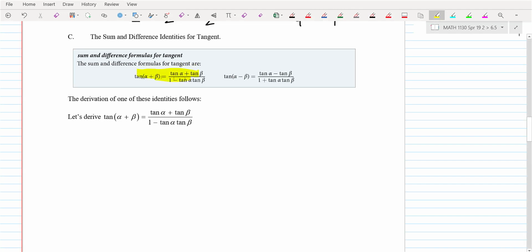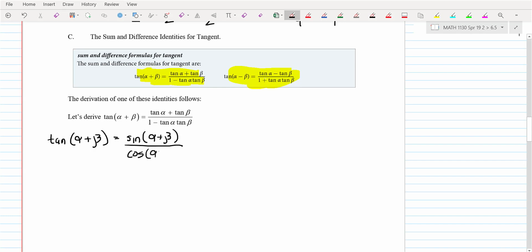All right, so again, I'll give you these identities. You just got to know what to do with them, okay? All right, so let's derive this first one. So let me show you how to do this. First thing that you want to do is we know that the tangent's the sine over the cosine. Okay, that's an identity we've learned. So we can write this as sine of alpha plus beta all over cosine of alpha plus beta.